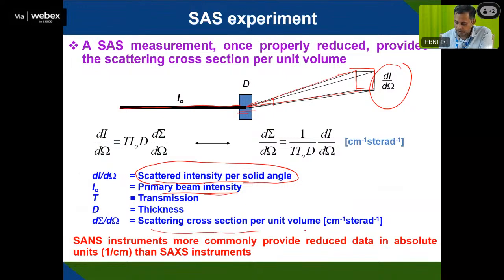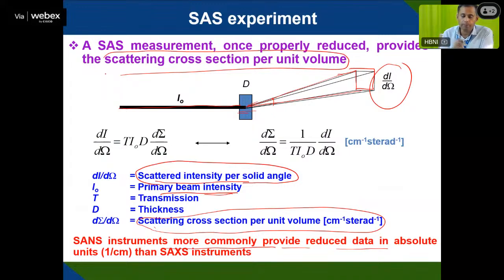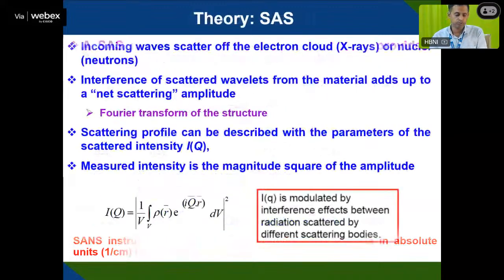So you have a scattering cross section per unit volume, that is dσ/dΩ. So that we measure, the scattering cross sections. SANS instruments more commonly provide reduced data in absolute units, that is 1/cm, than SAXS instruments. So that means what we measure here is mainly the scattering cross section per unit volume. For a particular volume, how much scattering is occurring, that we call the scattering cross section per unit volume. So that is what we measure.